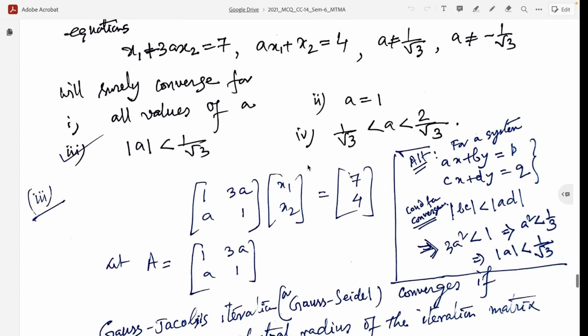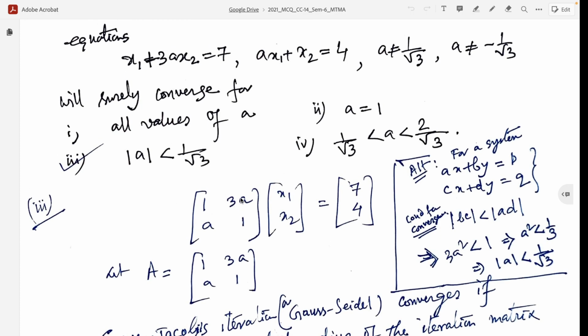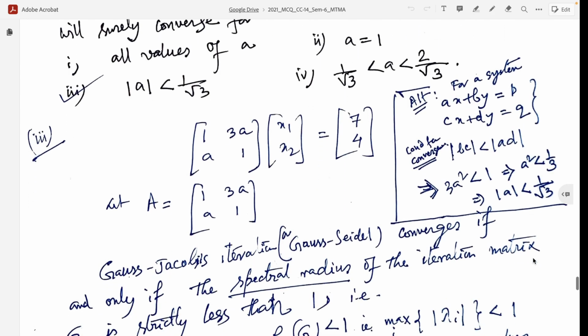We can use this result in this problem. Here 1 into 1, 3a into a, that is b into c, 3a square is less than 1. That is, a square is less than 1 by 3. So modulus of a is less than 1 by root 3.